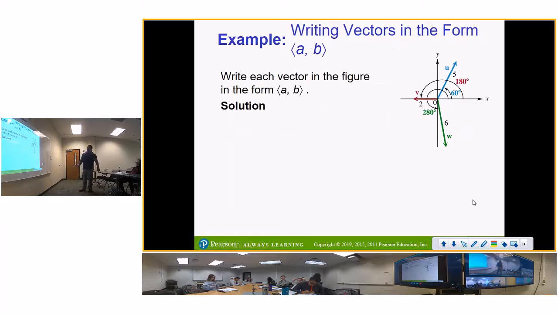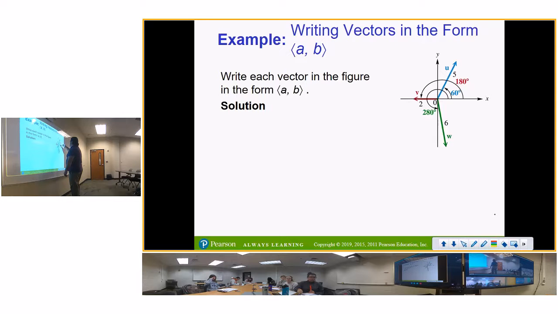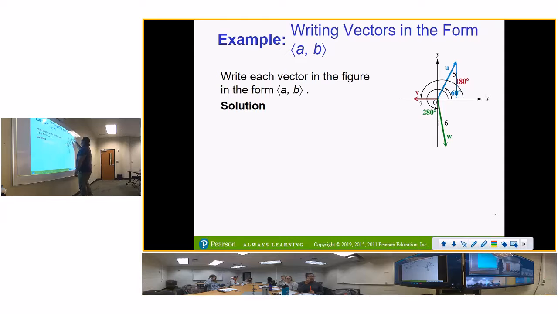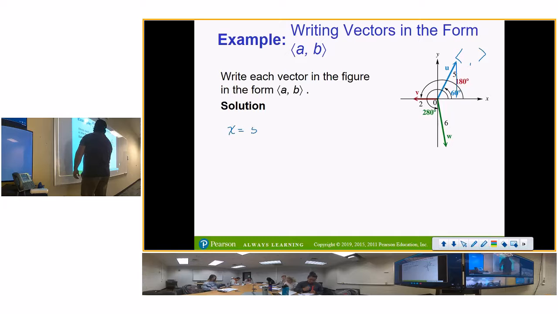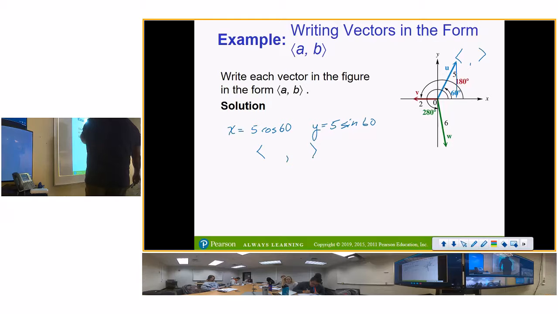And here it says write each vector in the form, find your x and your y of each vector. So let's do our blue. And this is a test question. So I'm going to drop that right there. And we need an x and a y for that one. And that's going to be, what is that, 5? Okay, my x is equal to 5 cosine of 60. And y is equal to 5 sine of 60. I need you to crank that out. And that's going to give me that, comma, that.